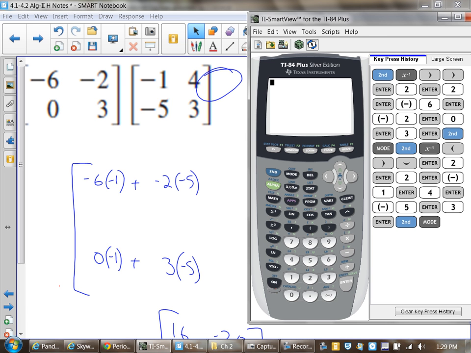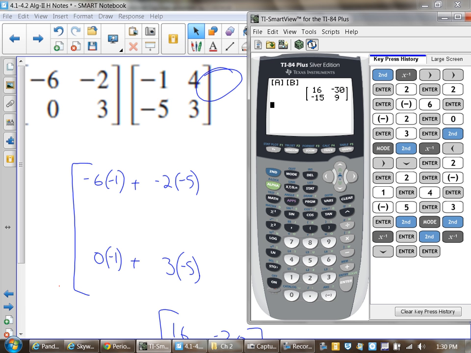Now, I need to multiply matrix A times matrix B. So, second matrix A, second matrix B. When your calculator shows those two matrices next to one another like that, it is automatically implying that it is multiplication. Answer.